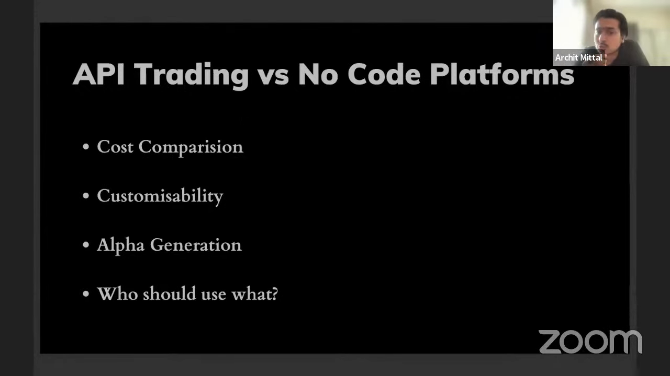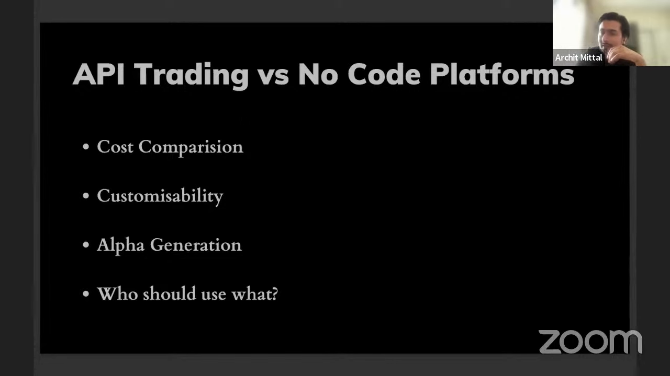Like if we discuss who should use what, if you are a non-technical person, now listen to this very carefully. I'm giving you the classification. Just think about yourself in which classification you are coming. If you are a non-technical person, and you have capital to trade in the market of less than 5 lakh rupees, just focus on your profitability first. First get profitable, then come to the systems.